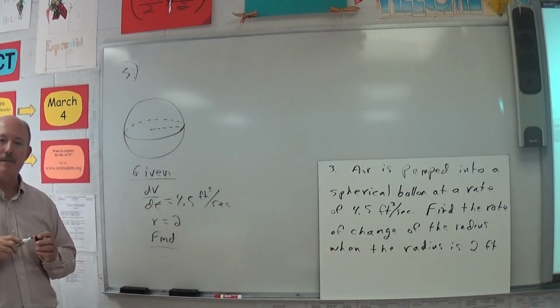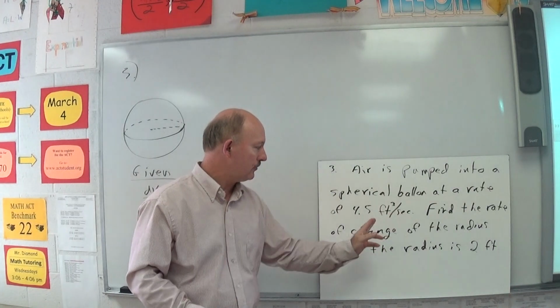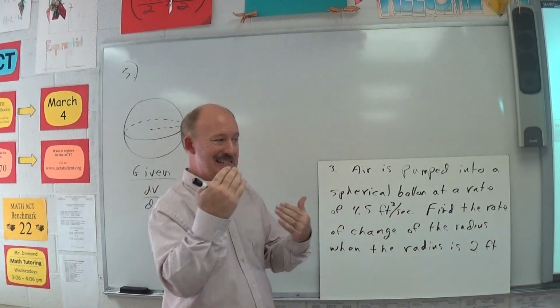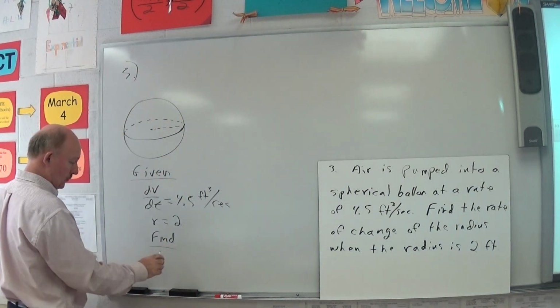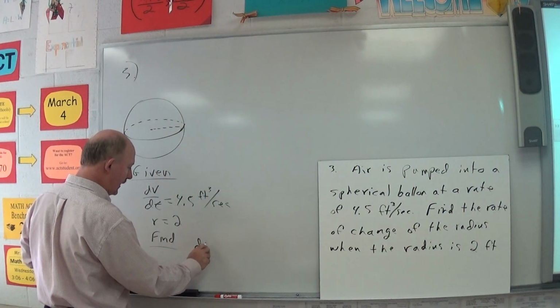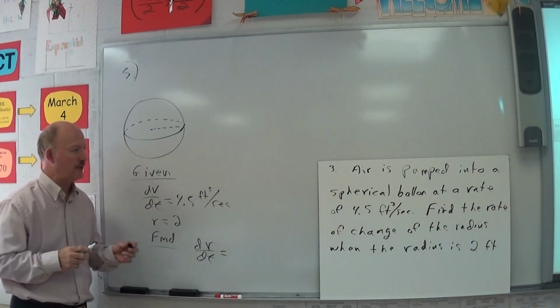Now, let's see what we've got to find in this problem. It tells us to find the rate of change of the radius, that's dr over dt, when the radius is 2 feet. So in this case, we're trying to find dr over dt. This is what we're going to have to find in this problem.